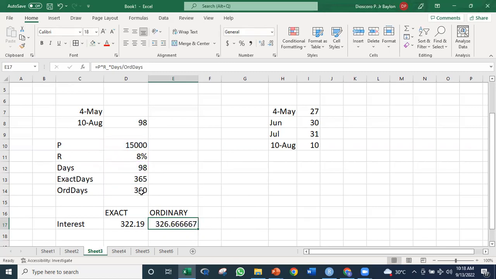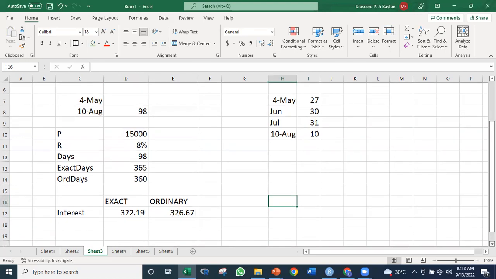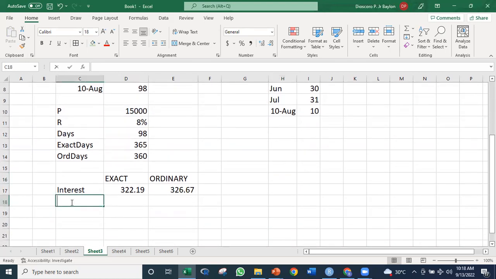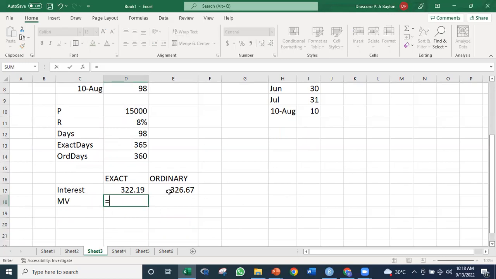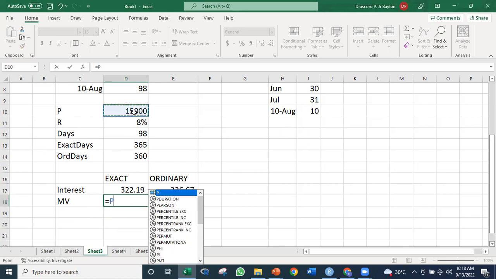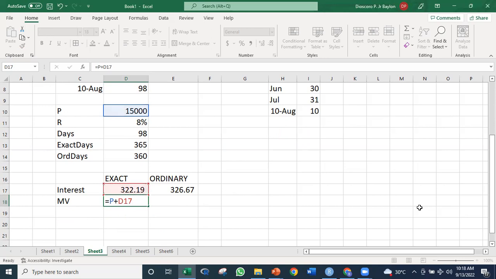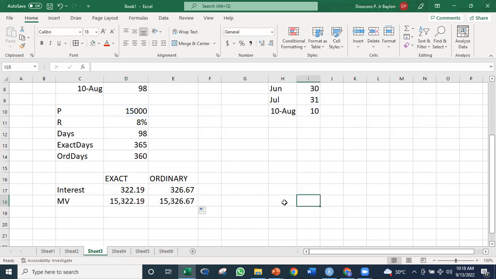There. So one good thing here is that you can see the name itself, and the maturity value. Okay, we can use just the sum equal to P plus the interest. We didn't give this a name. We can copy this here.